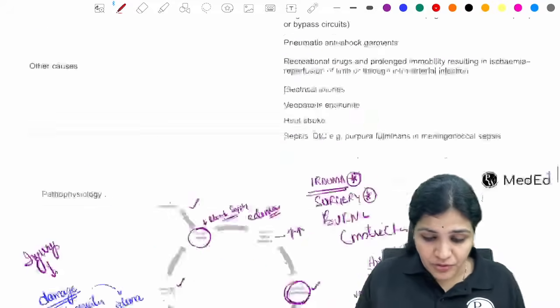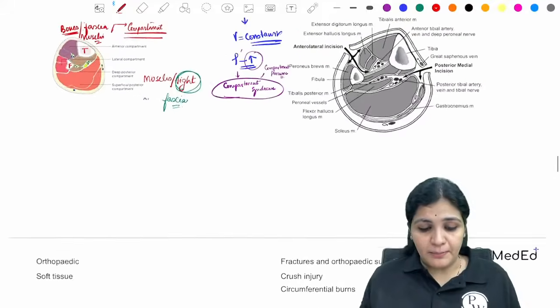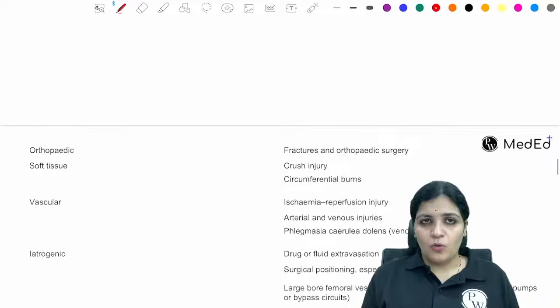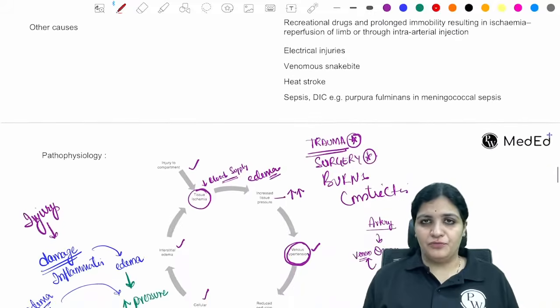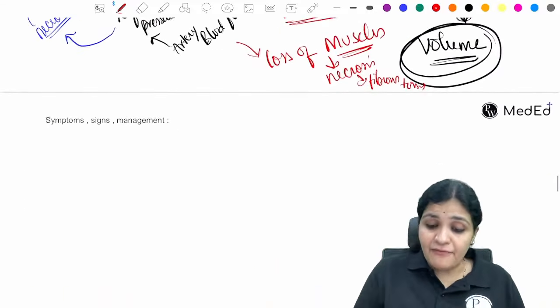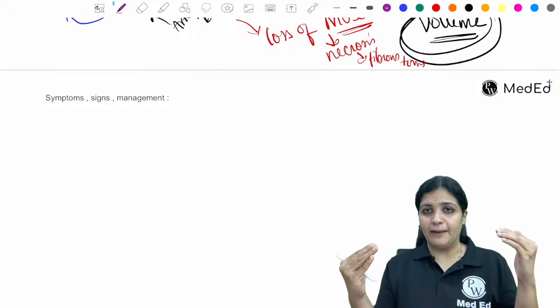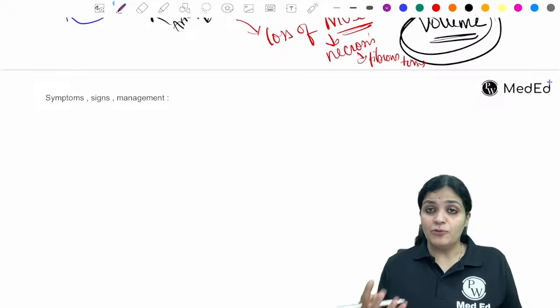So this is the pathophysiology. These are the causes of compartment syndrome, and this is actually the compartment, right? So, the causes of compartment syndrome, and the pathophysiology of compartment syndrome. Now what are the signs and symptoms? Now you know that there is a pressure building up in the compartment, and now how will the patient present to you?